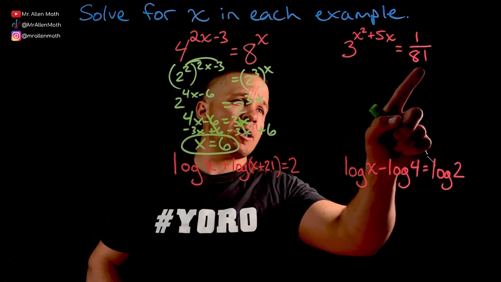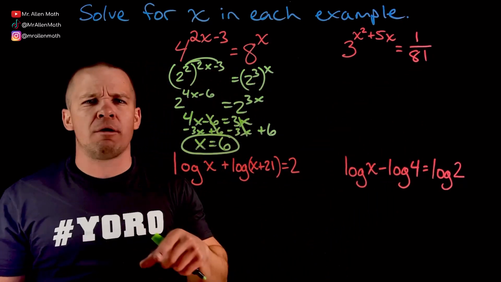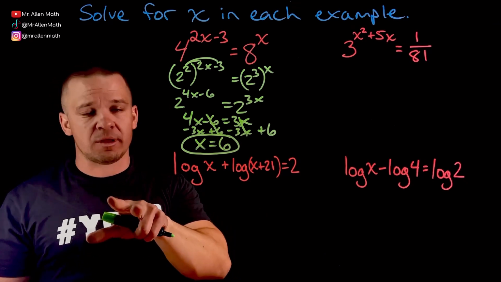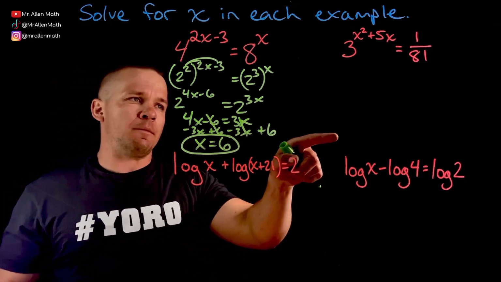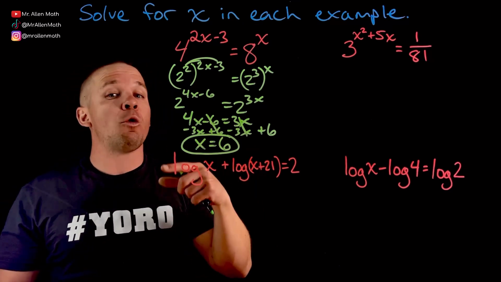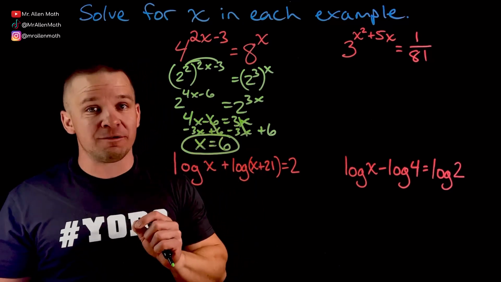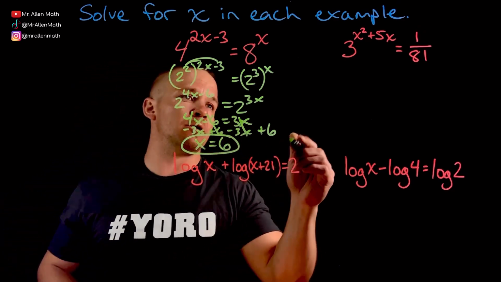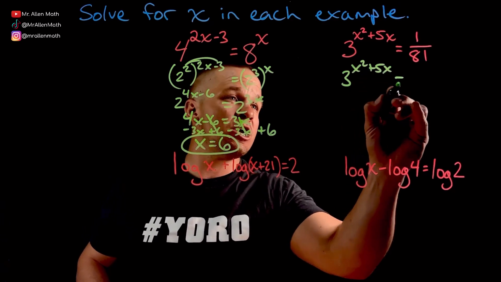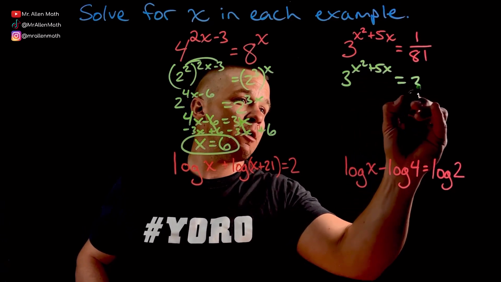Once again, we can rewrite this as 3 to a power. 3 to what power gives me 81? 3 to the 4th power gives me 81. 3 to the negative 4th would give me 1 over 81, right? Negative exponents give us reciprocals. So I'm going to have 3 to the x squared plus 5x equals 3 to the negative 4th.